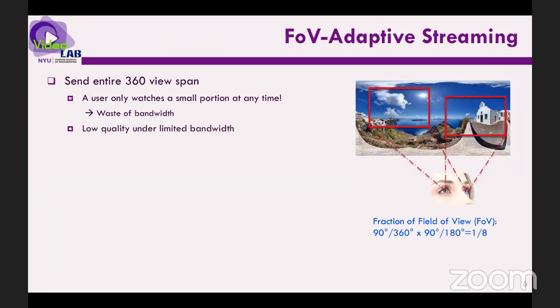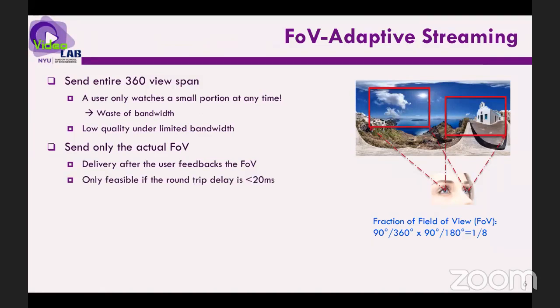As shown on the right, in fact, we may only watch 1/8 of the entire scope. In other words, if you have a limited bandwidth and you want to describe the entire area, you would have a low quality. A natural solution would be to send only the actual FOV. However, this means you cannot deliver until the user feeds back her own FOV. This, unfortunately, requires the round-trip delay to be below 20 milliseconds, which is not feasible when the participants are separated far away, for example, in different continents.